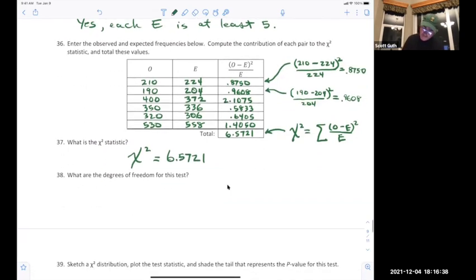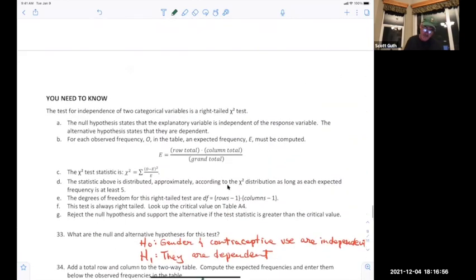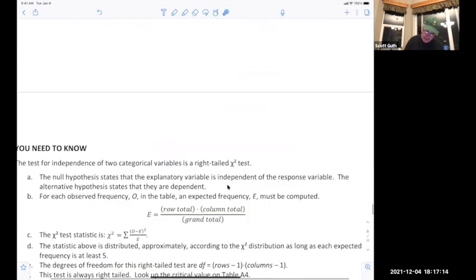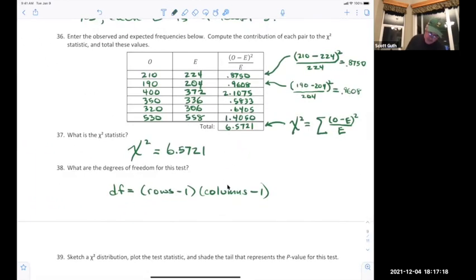Here you go. Now, the degrees of freedom for the test, I'll remind you, are rows minus one and columns minus one. This is a little tricky because you don't want to count the totals that we added. So if you notice, there's three rows here and only two columns of data. All we got to do is put in those two numbers: three rows and two columns. So this is just two times one, so you have 2 degrees of freedom.